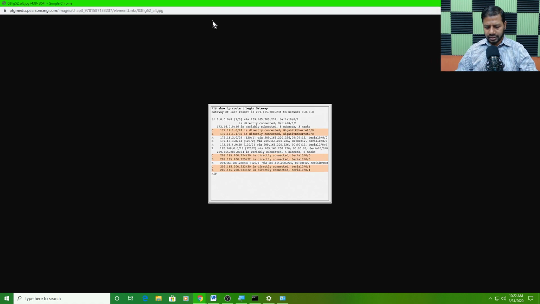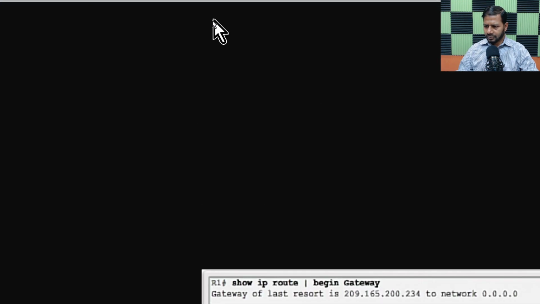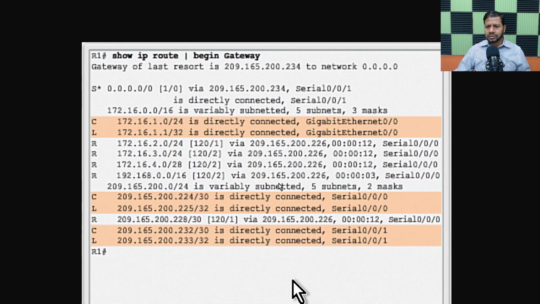If I look at it here, okay, let's see. This is what a routing table looks like. So much is written, but it's very, very simple. This S means it's a static route. C means directly connected. L means local interface. So how do we read these things?